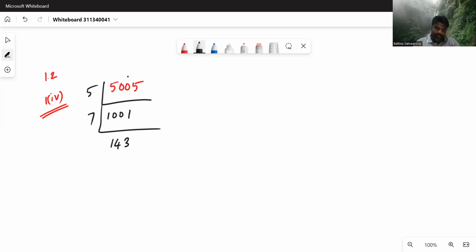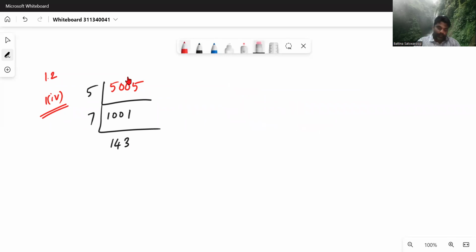And an easier way to find whether a number is divisible by 7 or not: we will write the first 3 digits as one set and the last digit as one set. That last digit I will multiply with 2. So 100 minus 2 gives me 98. So 98 is divisible by 7. Therefore, 1001 will also be divisible by 7.